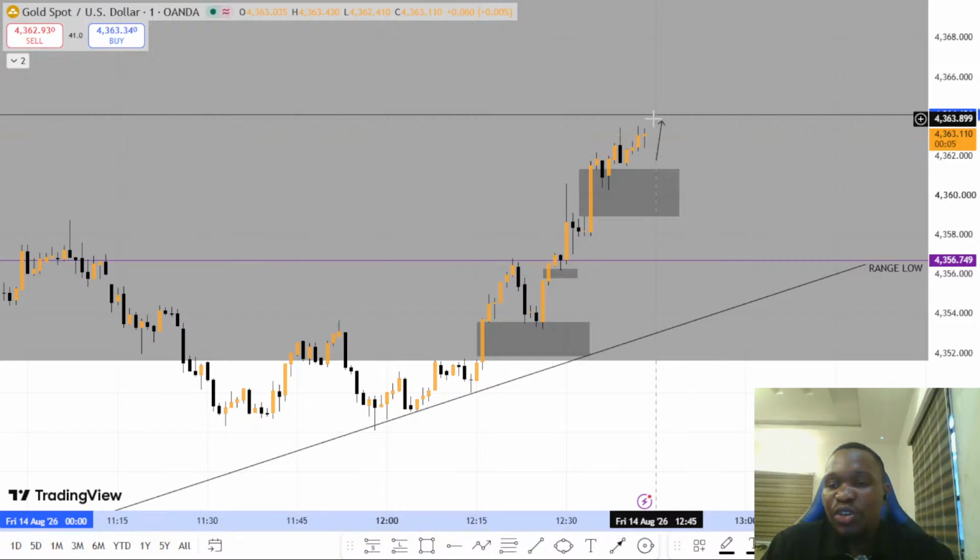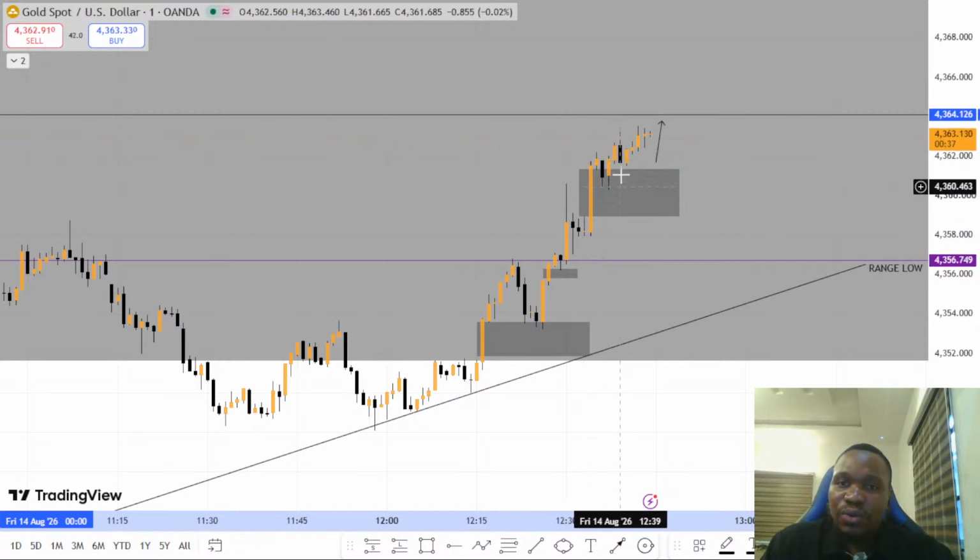PD array means premium discount array. A premium discount array can either be a bullish fair value gap or a bullish order block. So I'll start using every PD array in my favor. I'll start using bullish fair value gaps to reach my target. The bullish fair value gap and order block are just tools in your arsenal to get to where you want to get to precisely. I don't know if you understand now, Hope.